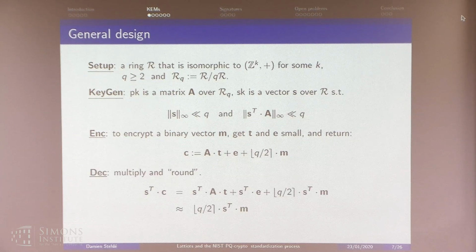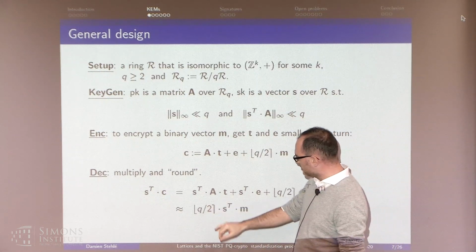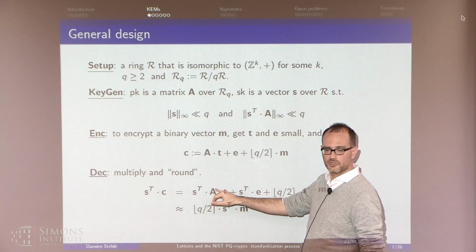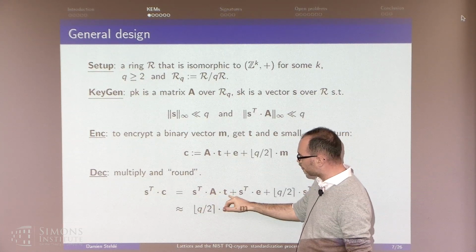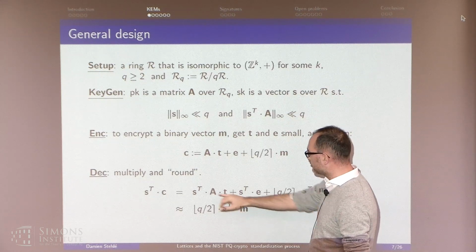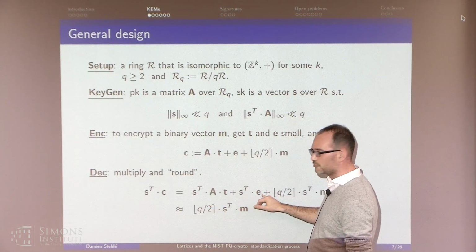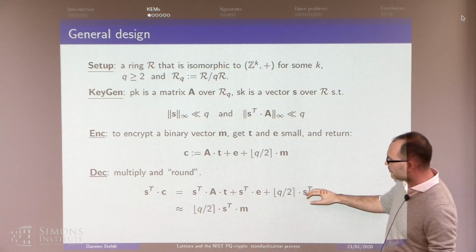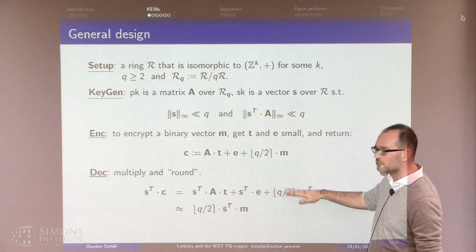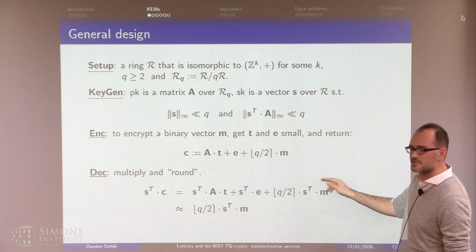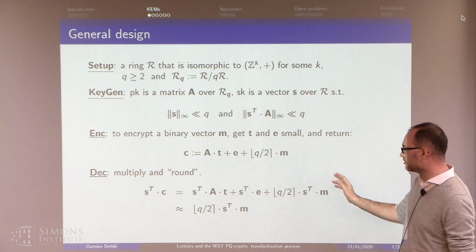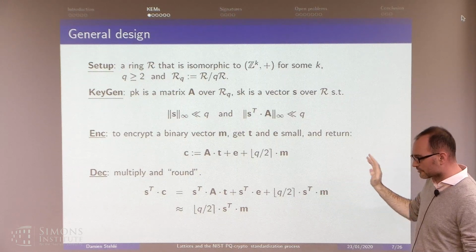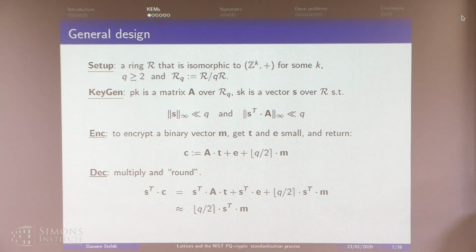Okay, why is this? Because S transpose times C, that's S^T A T. So S times A is small by design of the public key. So I get small times small, it's still small, plus S^T E, small times small, it's still small, plus Q over 2 times S^T M. Okay, so all this is small compared to Q, so if I take the most significant bits, I end up with S^T times M. Okay, so it's not telling you how to recover M. I only recover the inner product with the vector S, but we'll see that there are ways around this.